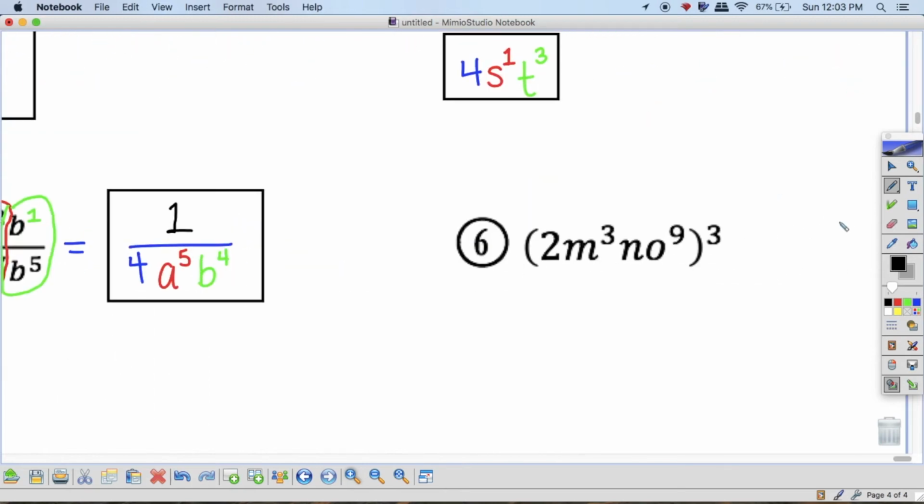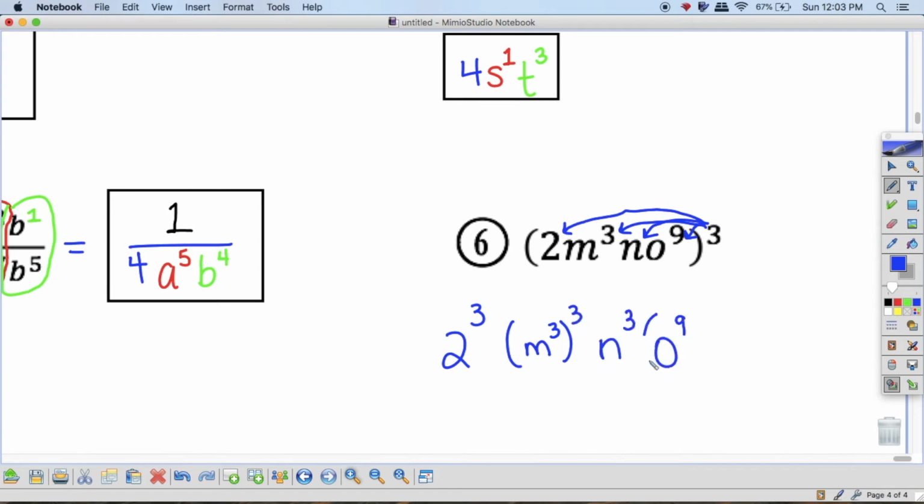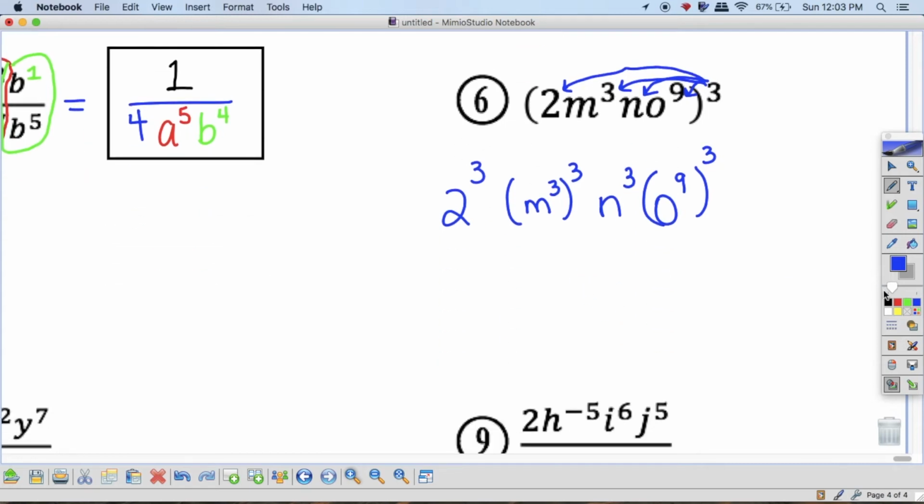Okay, number 6, we talked about a power to a power. You need to distribute to everything on the inside, including this 2, and you need to multiply. Okay, so that gives me 2 to the 3rd power, m to the 3rd power, n to the 3rd power, and o to the 9th to the 3rd power. Okay, I give everything that 3 exponent. And anytime there is an exponent inside and outside parentheses, I need to multiply. So this gives me 2 times 2 times 2.